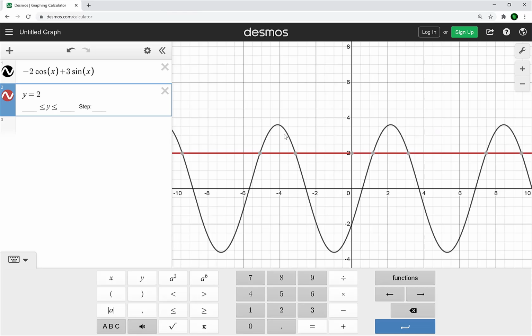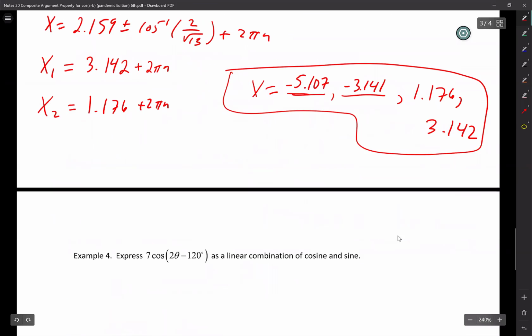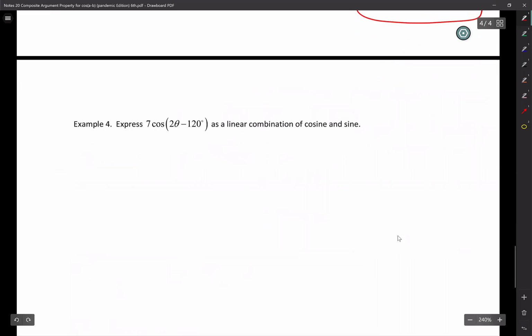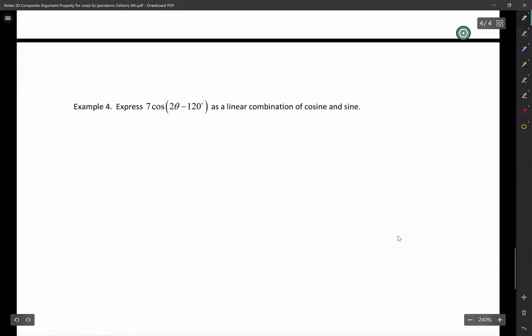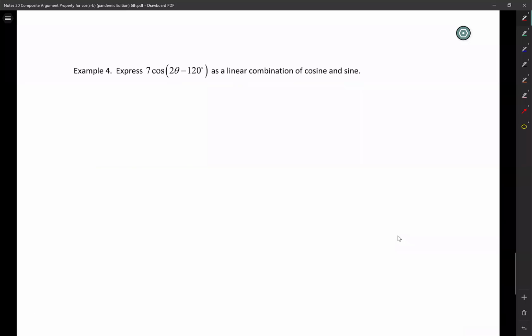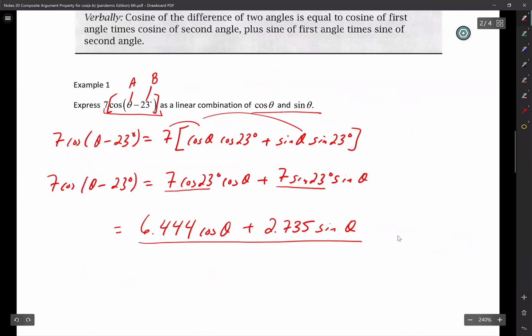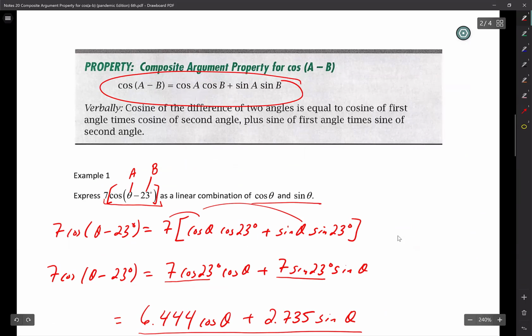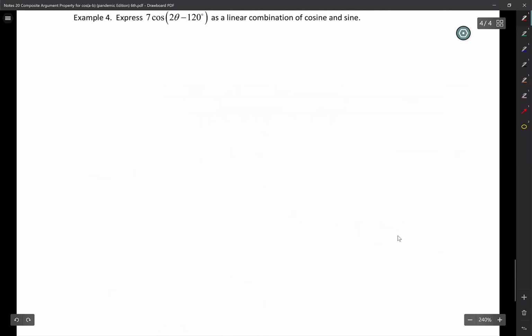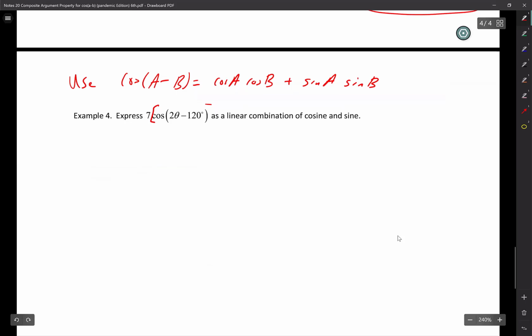We did it right. All right, let's see what the last question says here. Express 7 cosine of 2 theta minus 120 as a linear combination of cosine and sine. Okay, these are the easy ones. All we're going to do is use this formula. Just scroll up, and you can see the cosine of A minus B, and that is cosine A cosine B plus sine A sine B. All I'm doing, guys, is this formula right here, the one we derived. So that's what we're going to do.